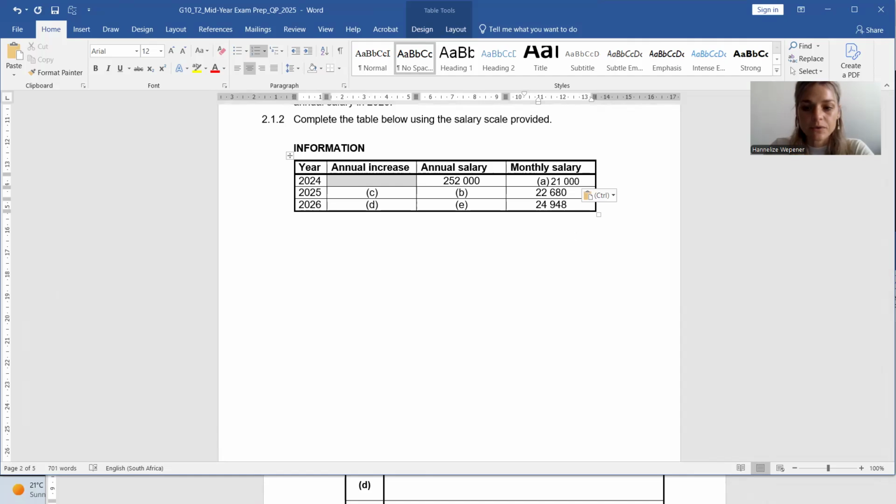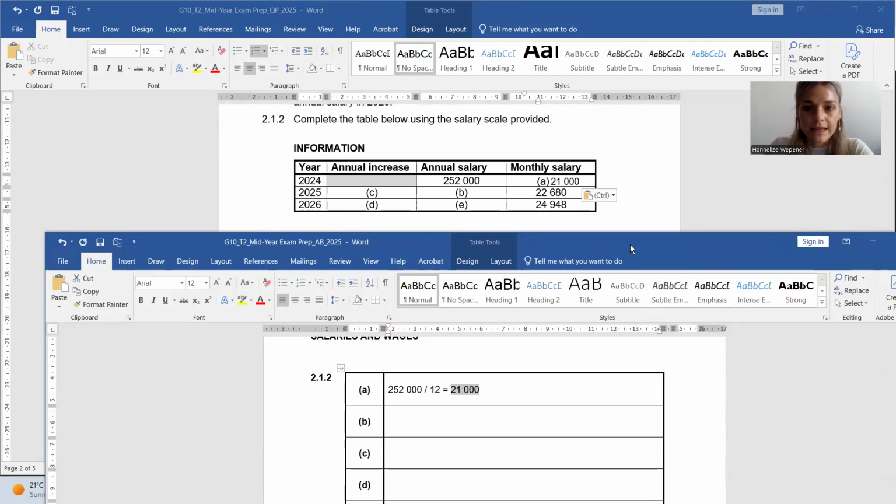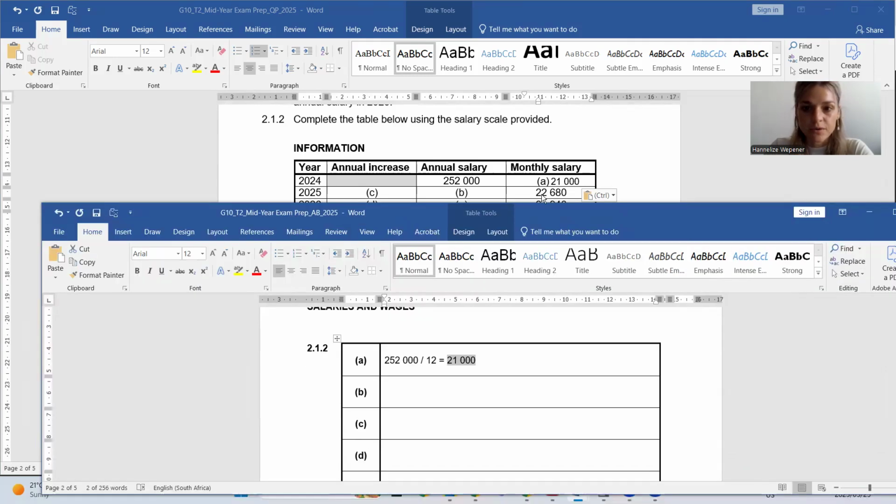Right. So now they want to know in the next year, his monthly salary is 22,680. Number B, so always follow the numbering as per the question paper because it means that we are allocating marks based on you following the numbering. So if you skip something, then you might miss out on a few marks at a later stage.